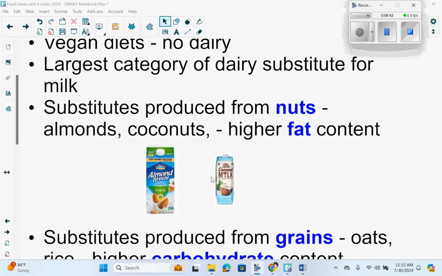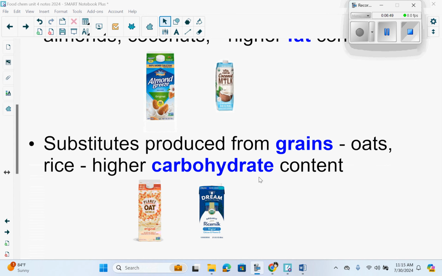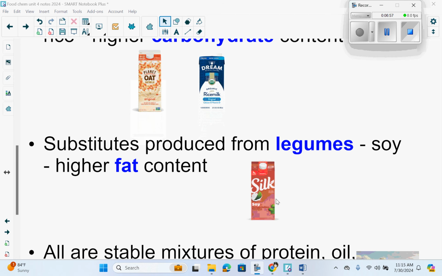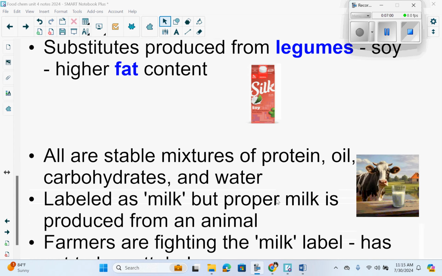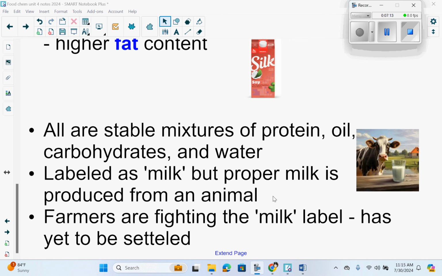These almond and coconut quote-unquote milks, because they're not really milk, they're just labeled that way, have a higher fat content. Substitutes produced from grains like oat milk and rice milk will have a higher carbohydrate content. Substitutes produced from legumes like soy milk will have a higher fat content. All are stable mixtures of protein, oil, carbohydrates, and water. Now they're labeled as milk, but proper milk is actually produced from an animal. So farmers are still actively fighting that milk label, and it is yet to be settled.